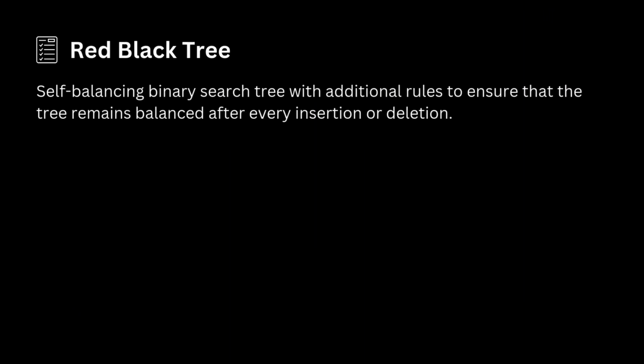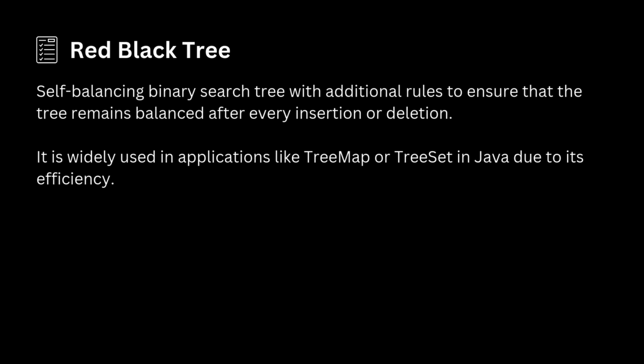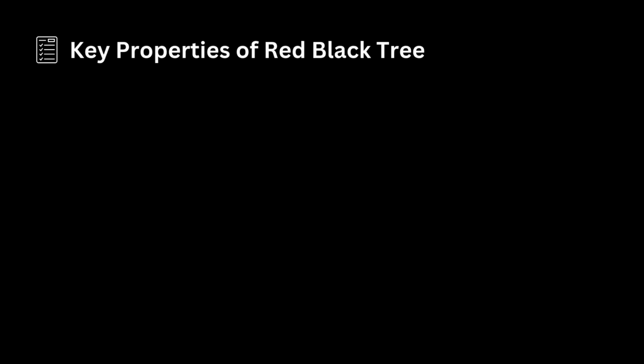A red-black tree is a type of self-balancing binary search tree with additional rules to ensure that the tree remains balanced after every insertion or deletion. It is widely used in applications like TreeMap or TreeSet in Java due to its efficiency. Let's see some key properties of a red-black tree.